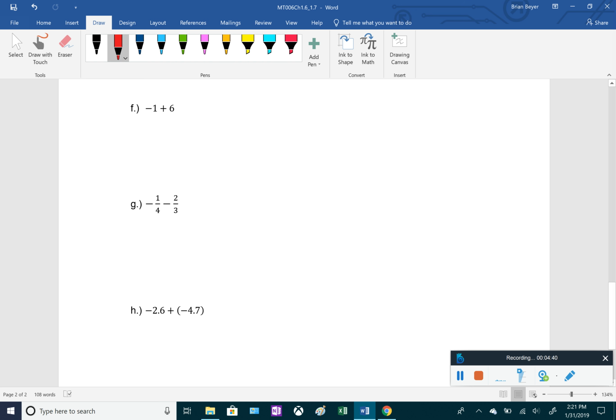Next one, -1 plus 6. Starting at -1, we're moving it to the right 6, because it's positive, so we're adding it: 1, 2, 3, 4, 5, 6. That's going to put us at positive 5. Or something that may be easier for this one, this is the same thing as 6 minus 1.